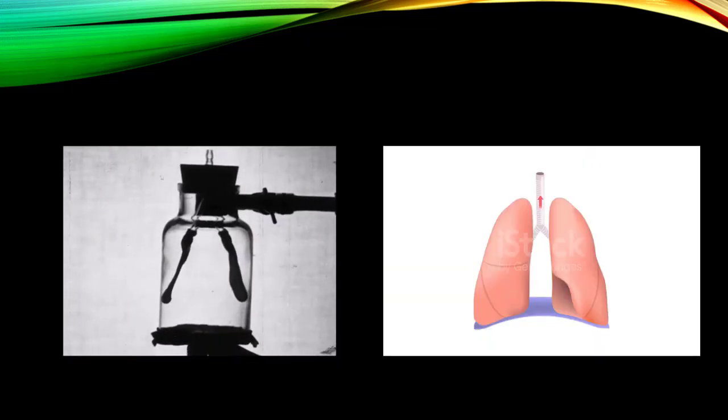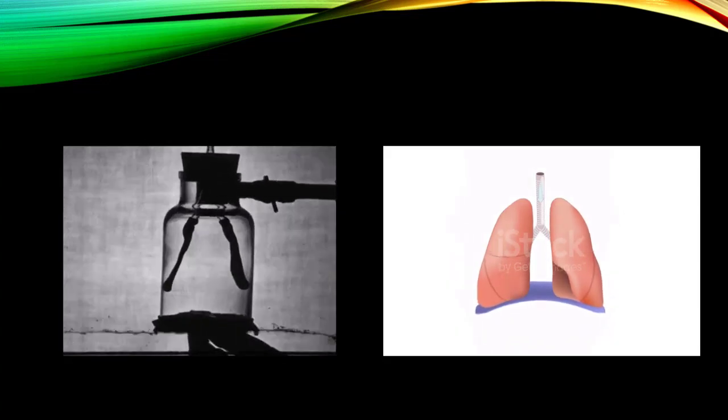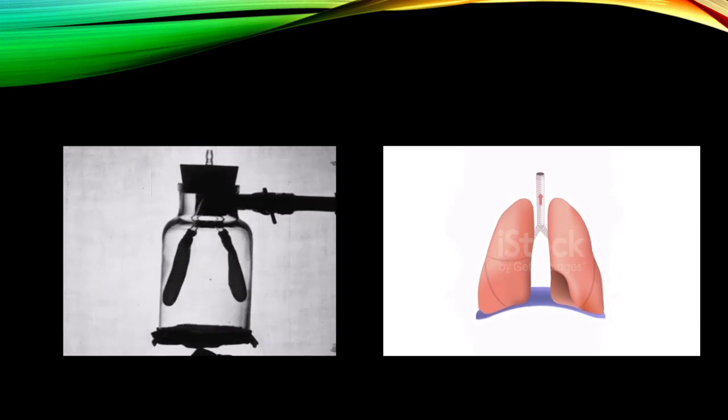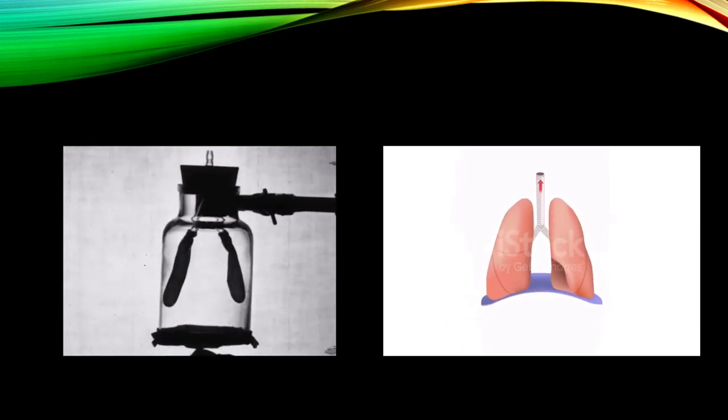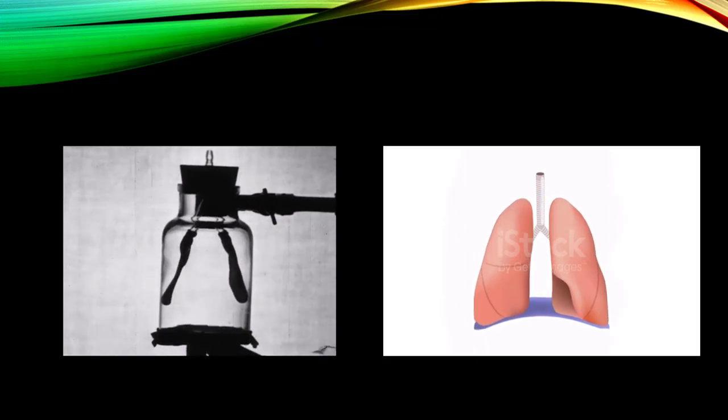In this model, the balloons are representing the lungs and the balloon beneath the bottle is representing the diaphragm muscle. The same phenomena is happening in this illustration. The diaphragm is contracting when we breathe in and relaxing when we breathe out. Can you see it?